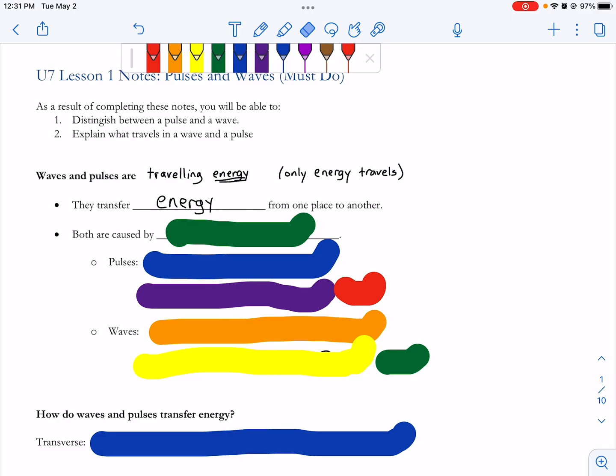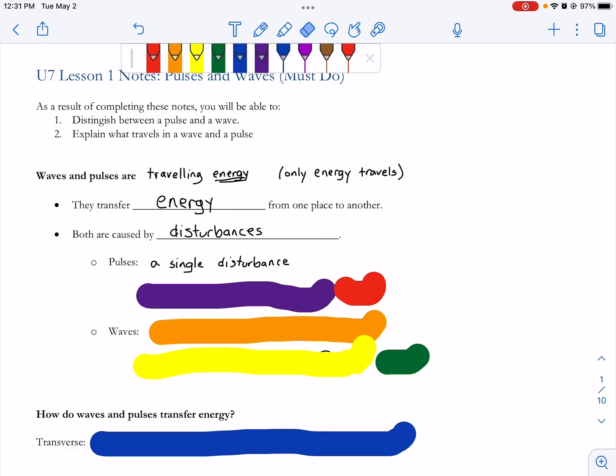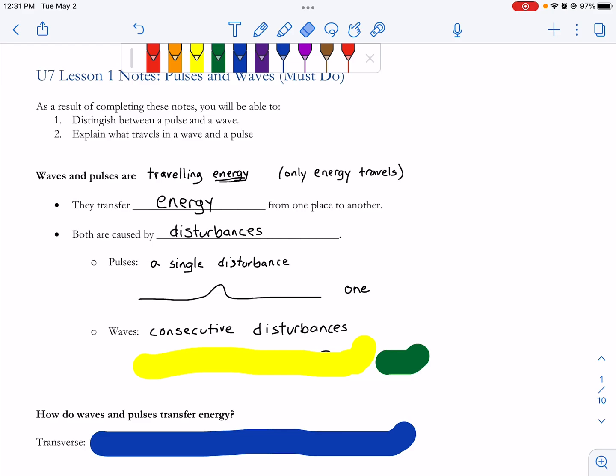Remember that they transfer energy from one place to another. What causes them is some kind of disturbance. It could be a tapping or a push or shove, something falling, any kind of disturbance. If it happens only once, a single disturbance, we call that a pulse, and it might look like this. There's only one single pulse. And if it happens multiple times in a row, consecutive disturbances, it might look like this, and that would be called a wave. A bunch of pulses together make a wave. So there's one, it's a pulse, many makes it a wave.